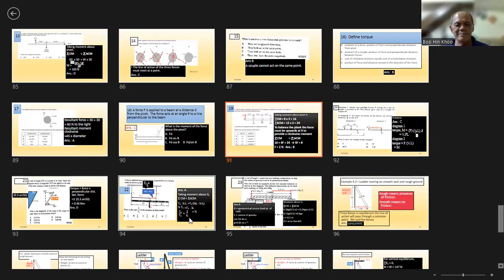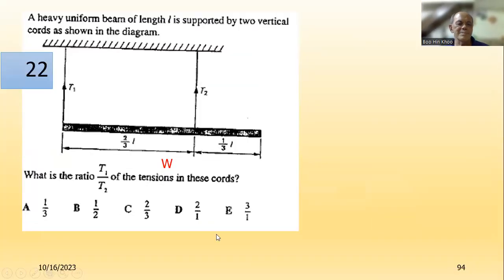Okay, let's try one last one. This is an old question. A heavy uniform beam of length L, heavy means it has a weight, supported by 2 vertical cords. These are your vertical cords, as shown in the diagram. What's the ratio of T1 over T2, the tension of the cords? At the center of gravity, G, the middle of the rod, since it's uniform, it's at the center of L. That's your weight.